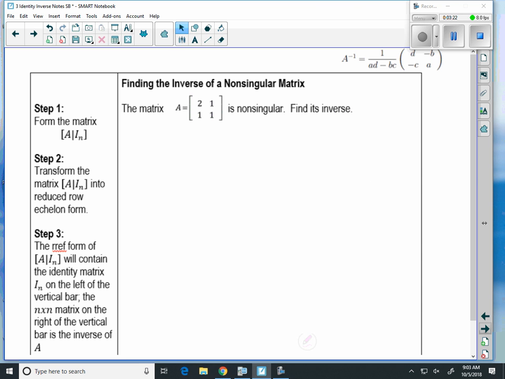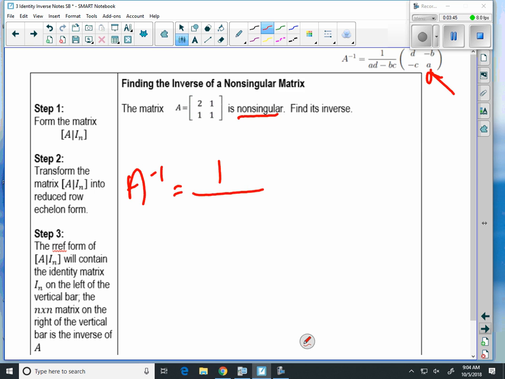All right, so let's do this one together, okay? It's telling you right here, non-singular. Does that mean that it has an inverse? Yes, it has an inverse. So, inverse of matrix A. I put the formula right up here. 1 over the determinant. So we're going to do 2 times 1 is 2, and then 1 times 1 is 1. Keep in mind, there's always subtraction in the middle.